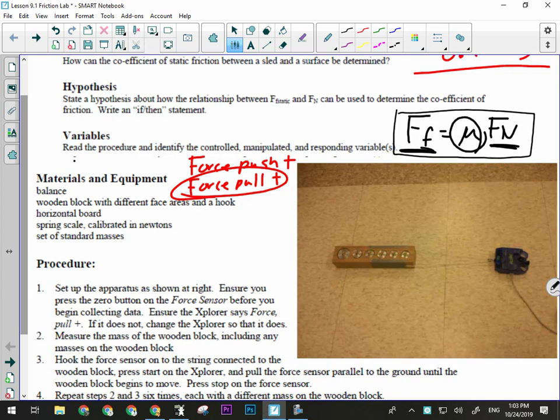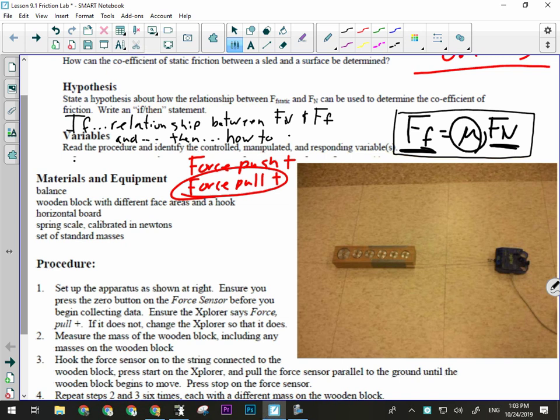For our hypothesis, it's an if and then statement. Your if part should talk about the relationship between those two forces. The and part, as always, describes the experiment. The then part needs to tell me how to calculate mu from your graph.